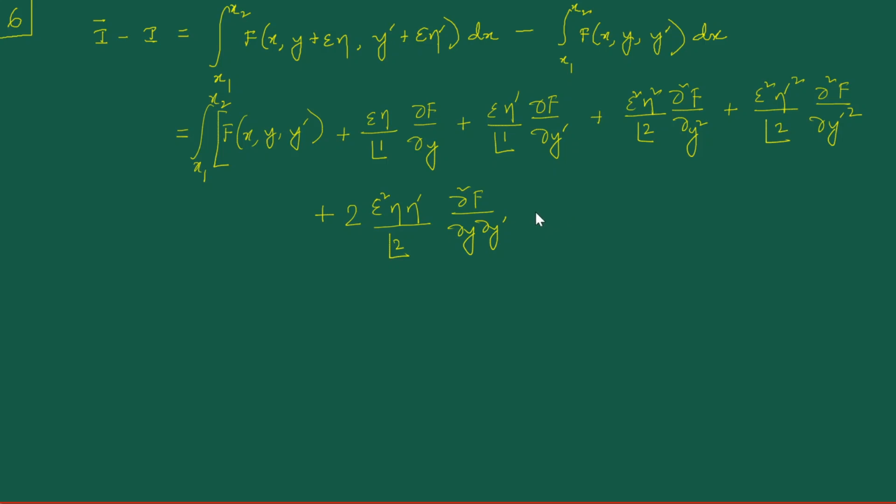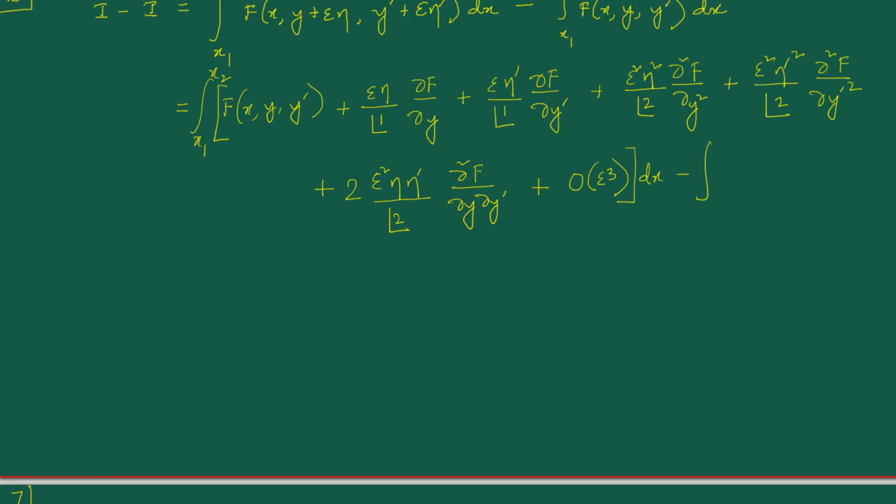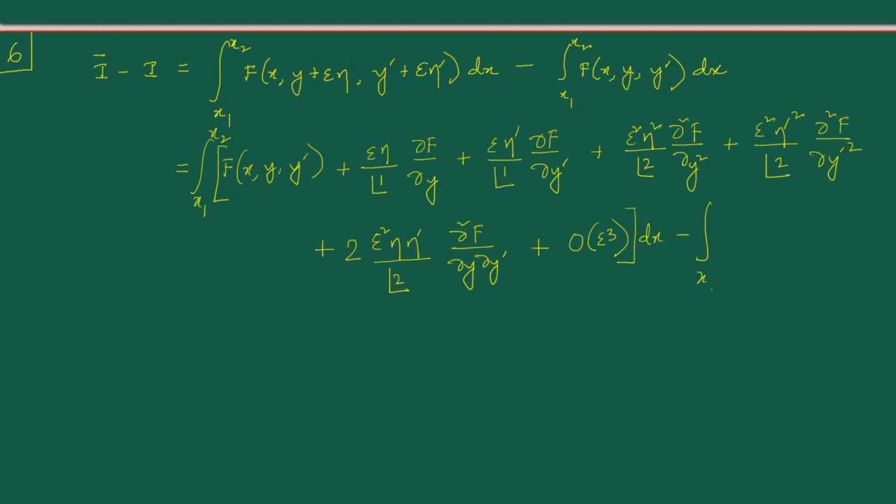And then for the higher order terms, we represent them through this order notation, where we understand that all these terms are of order epsilon cube. So we close this bracket here, this is dx, and then we have this last term, integration x1 to x2 f x y dash dx. Please note very quickly that this first term here cancels with this last term.